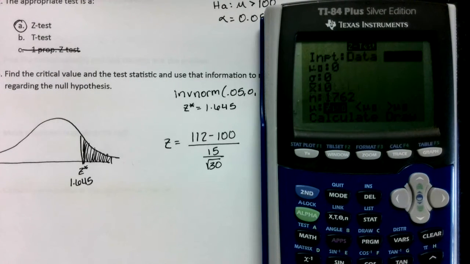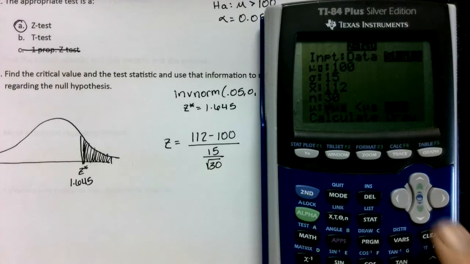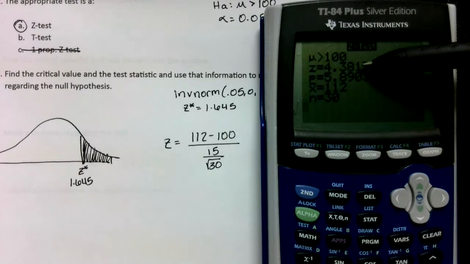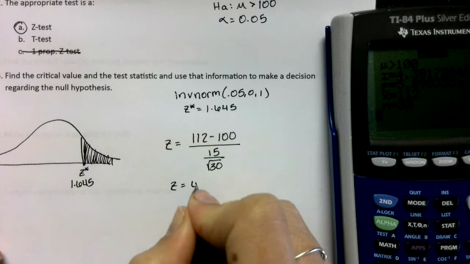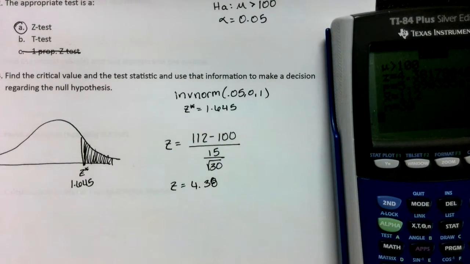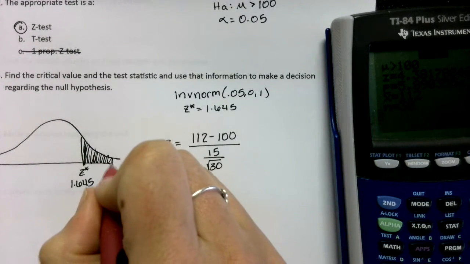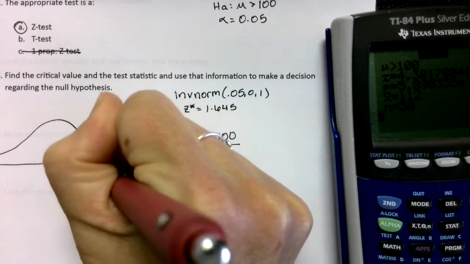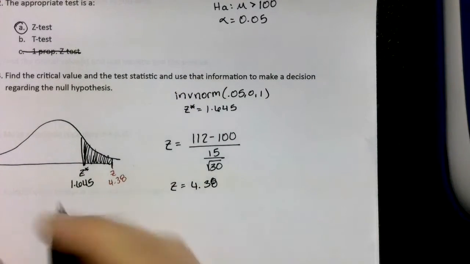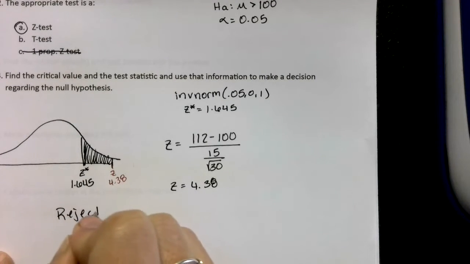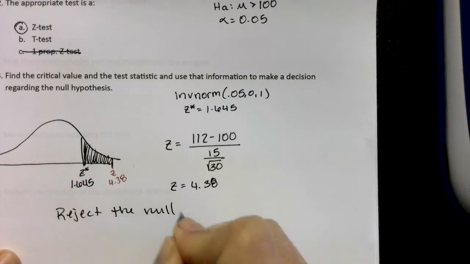Now, if you want, we can run the test also just to confirm. So it's a z-test. Null is 100, sigma's 15, x bar is 112, n was 30, and we think it's greater. So that verifies we get the same value. So we get a test statistic of 4.38, and that 4.38 is going to be clear out here, which is clearly in our reject region. So we will then say reject the null.